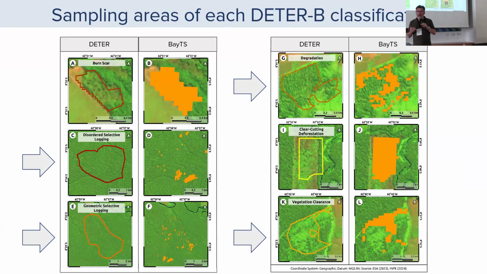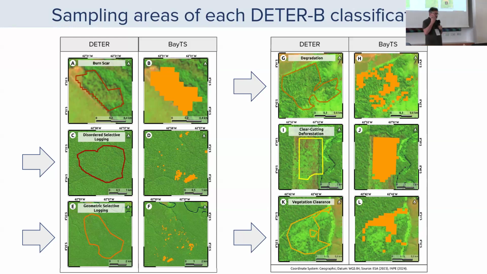So if you want to say the SAR techniques can detect deforestation, or can be the current generation of alert systems, the ones by Juan Doblas and similar work, when they claim they can detect real-time deforestation and real-time forest disturbances, they are referring to a specific type of disturbance, most likely burn scars and clear cuts. However, they are not as effective for measuring degradation, selective logging, either disordered or geometric, nor vegetation clearance.